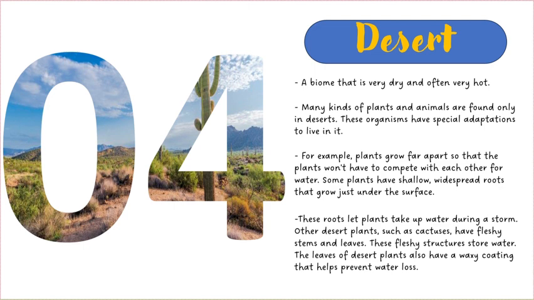Some plants have shallow, widespread roots that grow just under the surface. These roots let plants take up water during a storm. Other desert plants, such as cactus, have fleshy stems and leaves. These fleshy structures store water. The leaves of desert plants also have a waxy coating that helps prevent water loss.